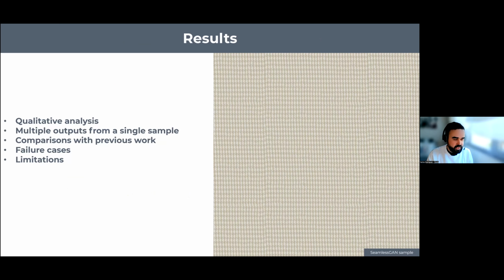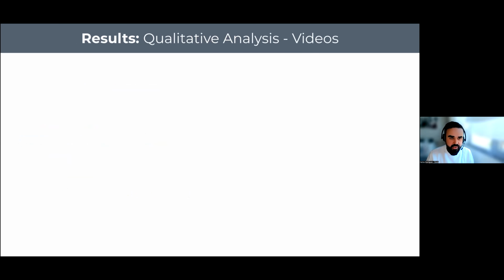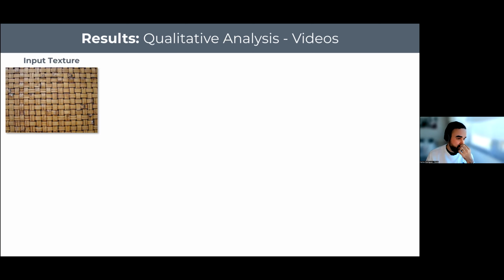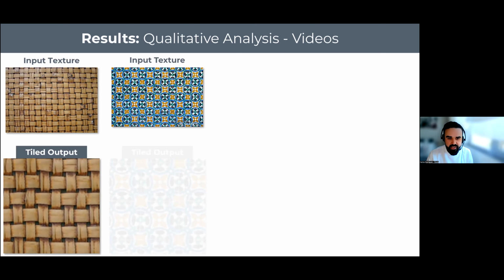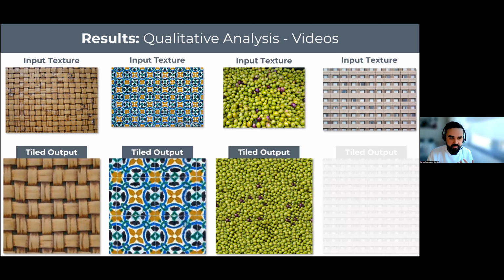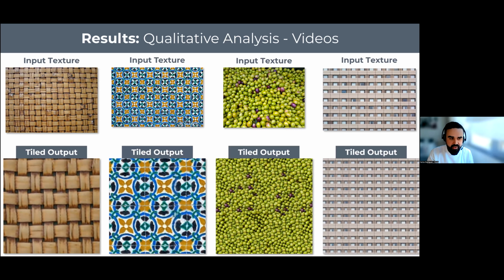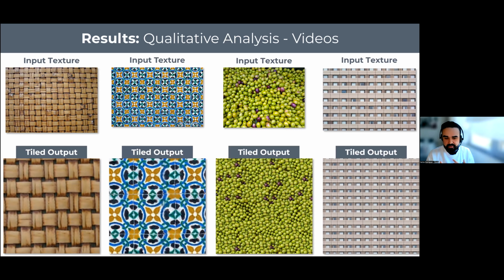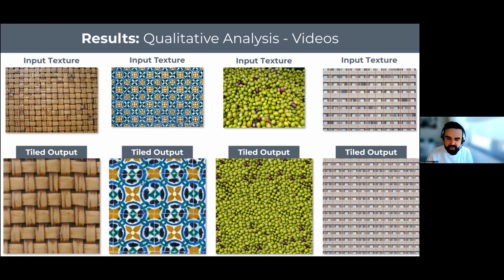So yeah, let's see some results. I'm going to show you some videos first because it's kind of cool, and then we're going to see how SeamlessGAN compares with previous work, where it fails, and some limitations of the method. Just to give you an idea of where SeamlessGAN works, it works on a variety of textures in the spectrum. You can see that it works really well for really regular patterns like these tile or these basket cases, but also for stochastic patterns like these olive cases.